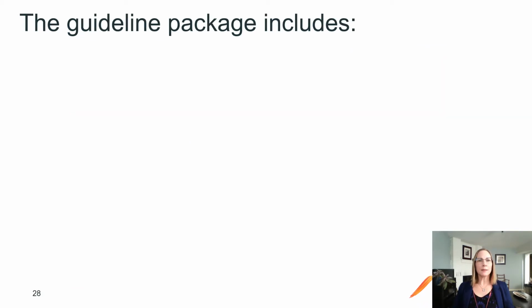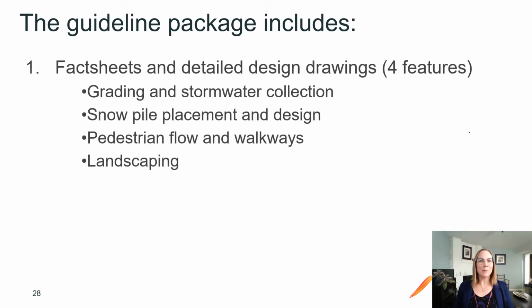There are 4 components to the guideline package. I've got my pen on still, sorry. The first section of the guidelines is comprised of a fact sheet and detailed design drawings for 4 features that the group selected. These features were grading and stormwater collection, snow pile placement and design, and the impetus behind these 2 was just making sure that meltwater doesn't cause issues with refreezing, and you'll see that more later.